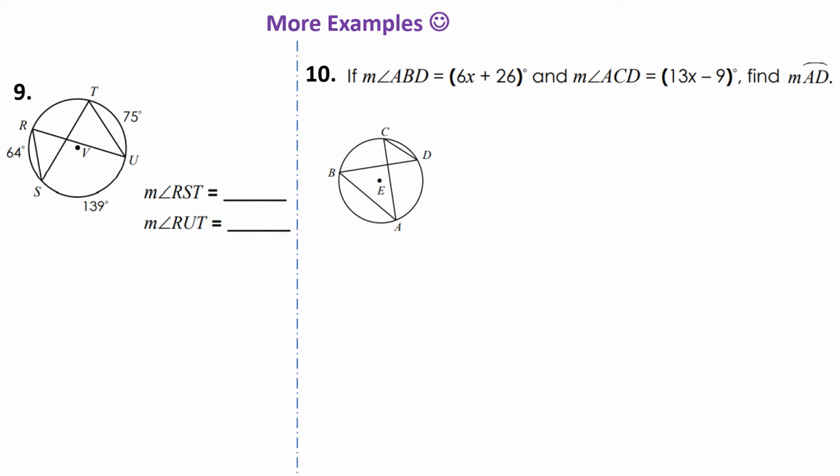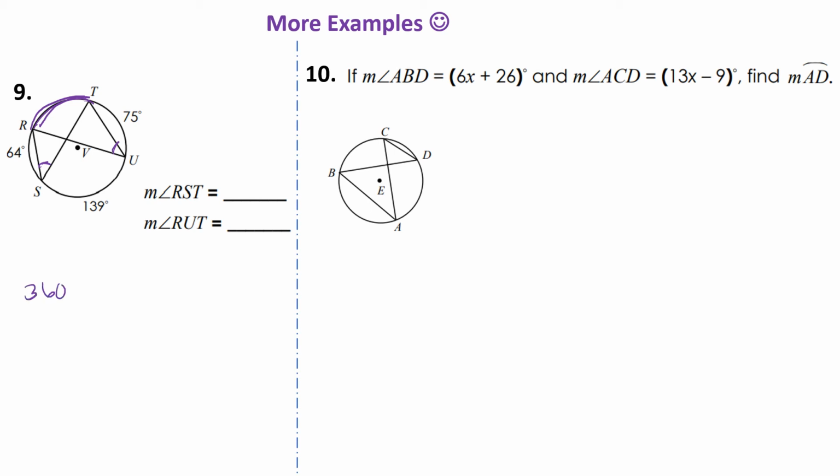All right, so let's take a look at these two examples here. We want to find the measure of angles RST and RUT. They're going to be congruent because they intercept the same arc RT. If we can find arc RT, we would just take half of it to get the angles. So I could actually find arc RT.